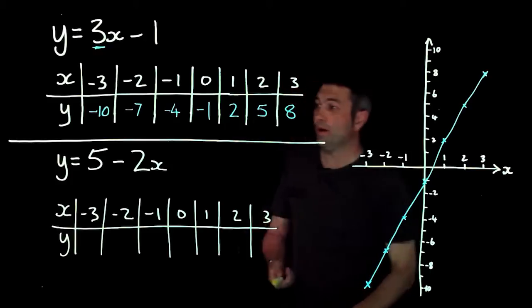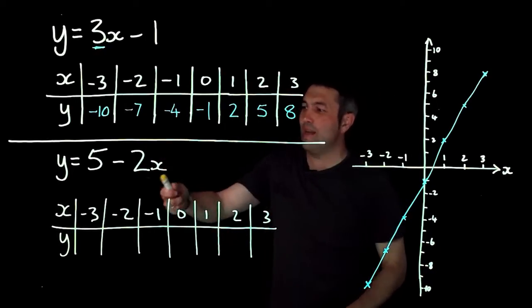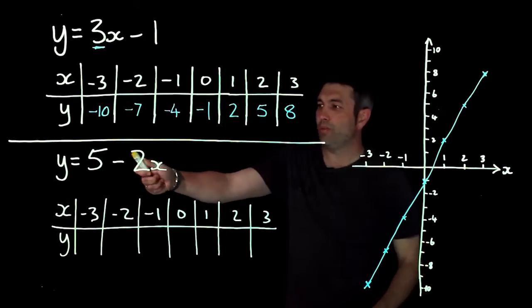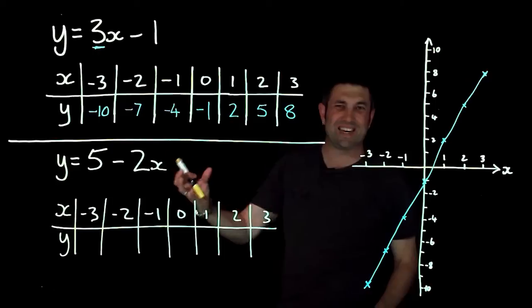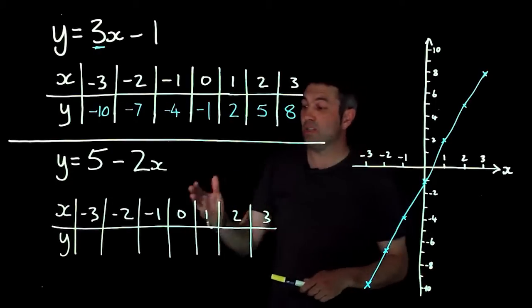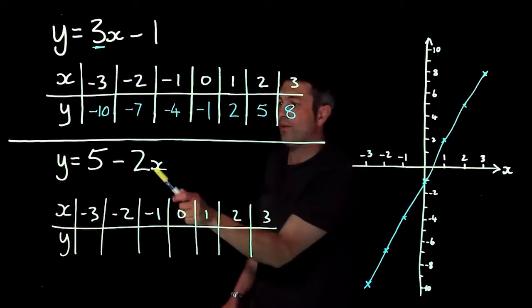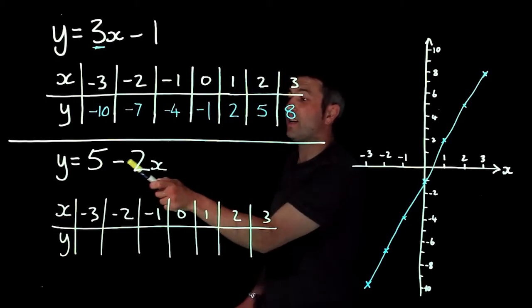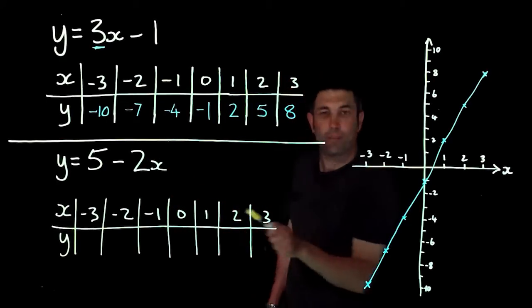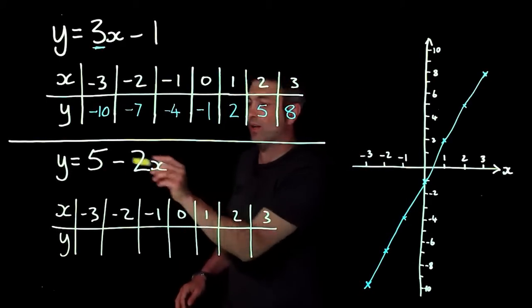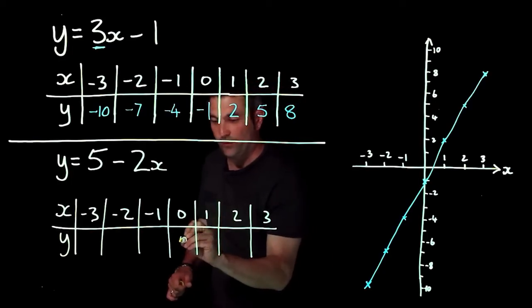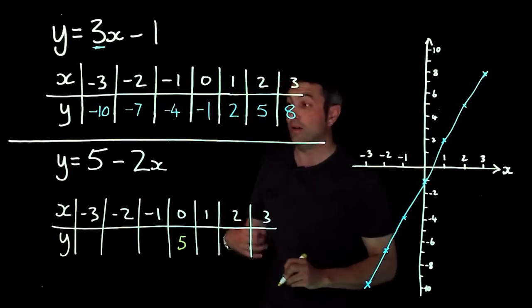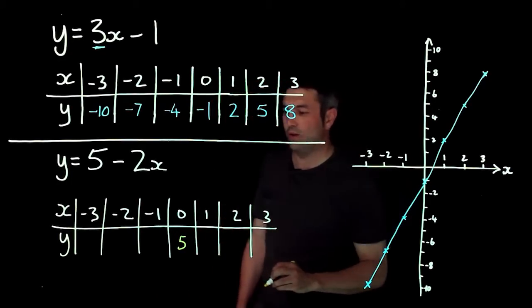Now, the second one is a little bit tougher because we've got negative 2x. Don't be put off by this negative 2x. It's exactly the same thing as before. We're going to be swapping these values in for that x there. So it's 5, take away 2 lots of whatever this number is up here. So 5 take away 2 lots of 0 is just 5, because 2 lots of 0 is 0. 5 take away 0 is 5.